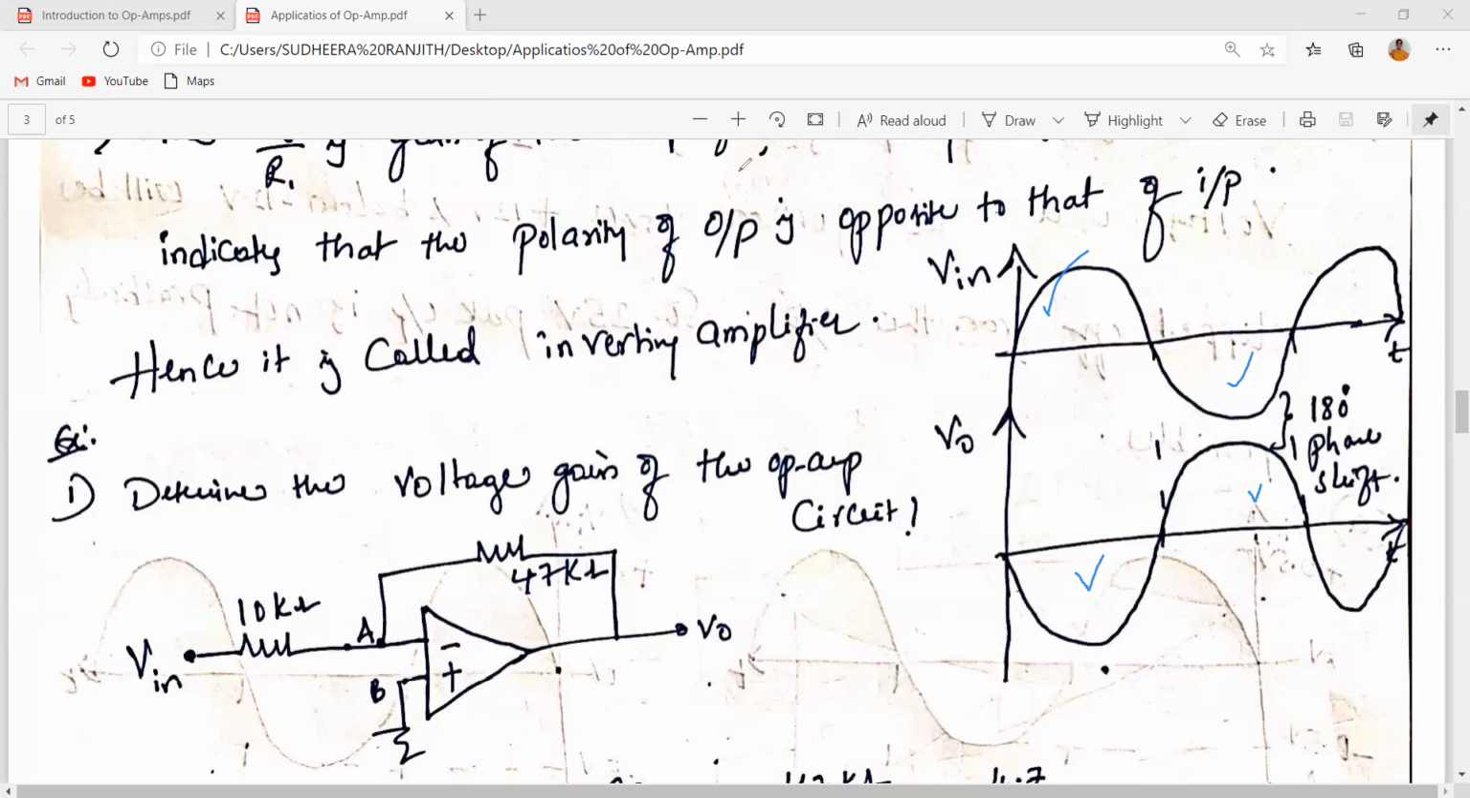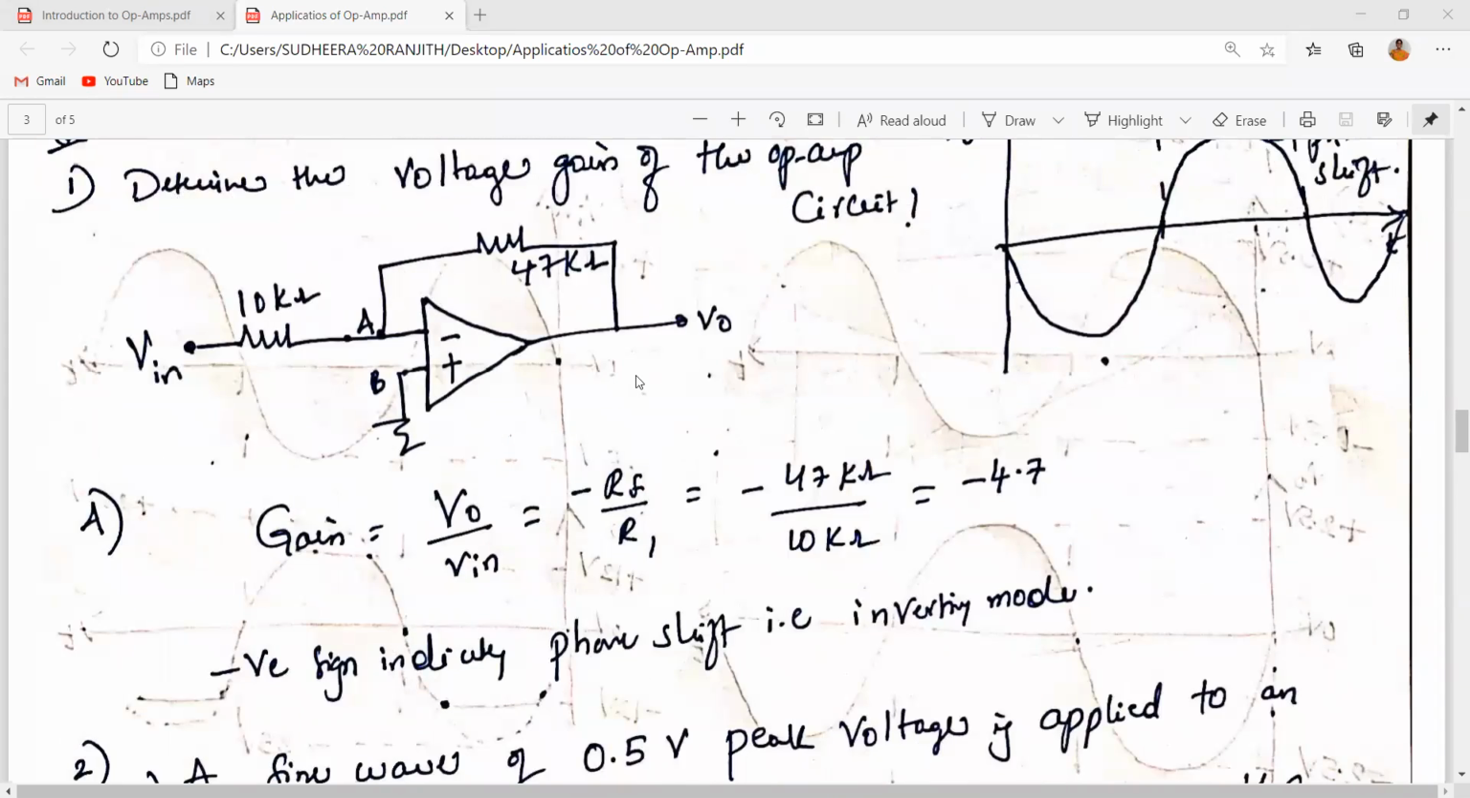We'll take some example problems. This is the given problem. You have to identify based on the circuit. Here the input is applied to the inverting input, so it is an inverting amplifier. You have to identify this first when solving the problem. The input Vin is applied to the inverting input of the op amp. That's why it is called an inverting amplifier.